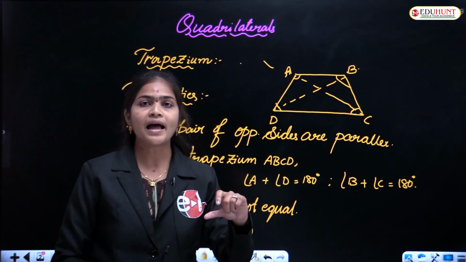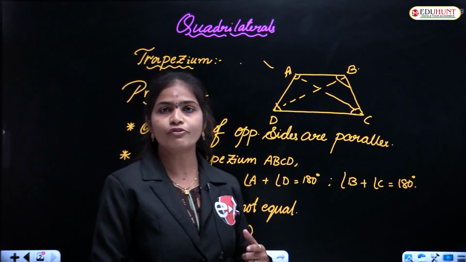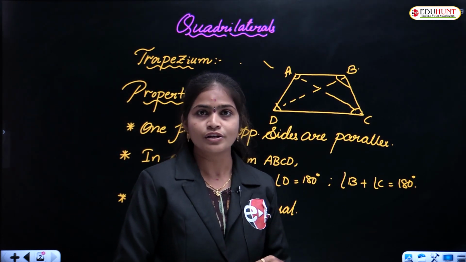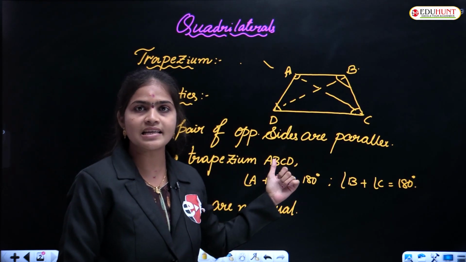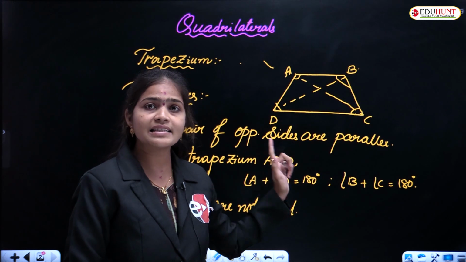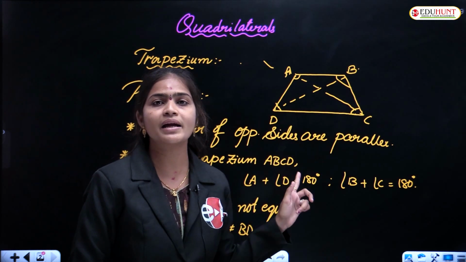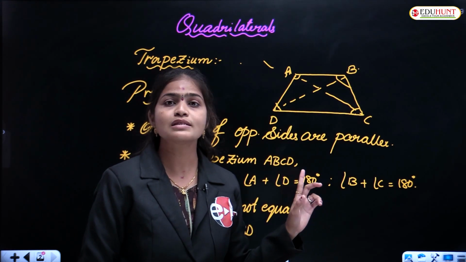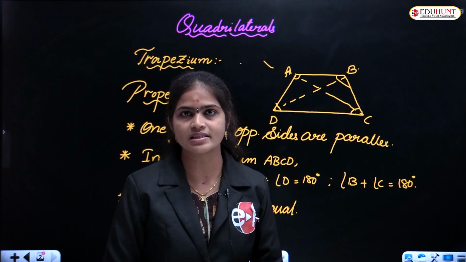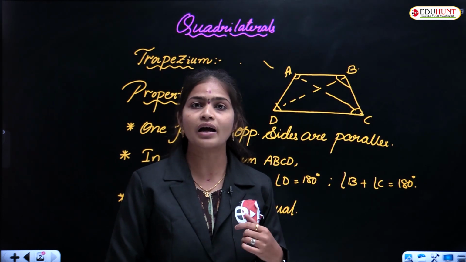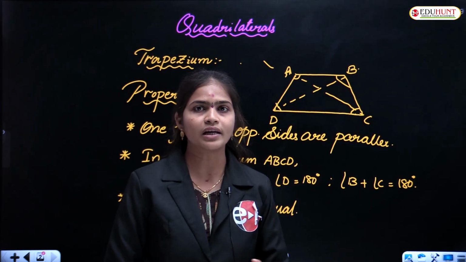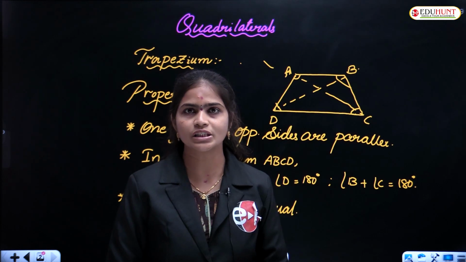In a parallelogram we say that two pairs of opposite sides are parallel, while here we say one pair of opposite sides are parallel. So is there any connection between a trapezium and a parallelogram? I will tell you that in the next concept. If you already know the answer, you can comment in the comment section. Okay, children, thank you.